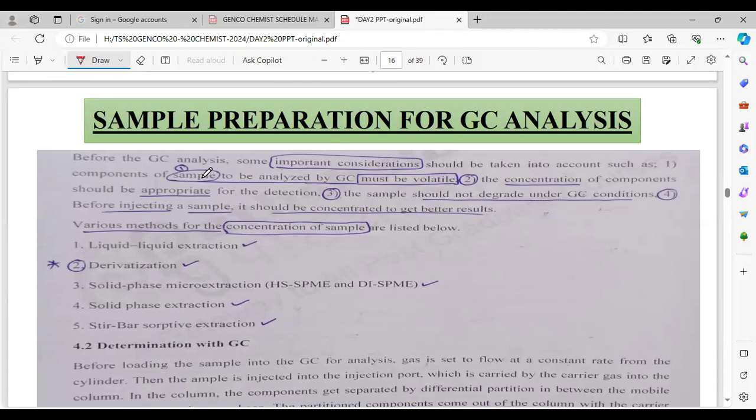So important consideration: there are some important considerations while preparing the sample for GC analysis. The first one is that the compound must be volatile, and it must be in a detectable concentration, whatever the concentration or amount.